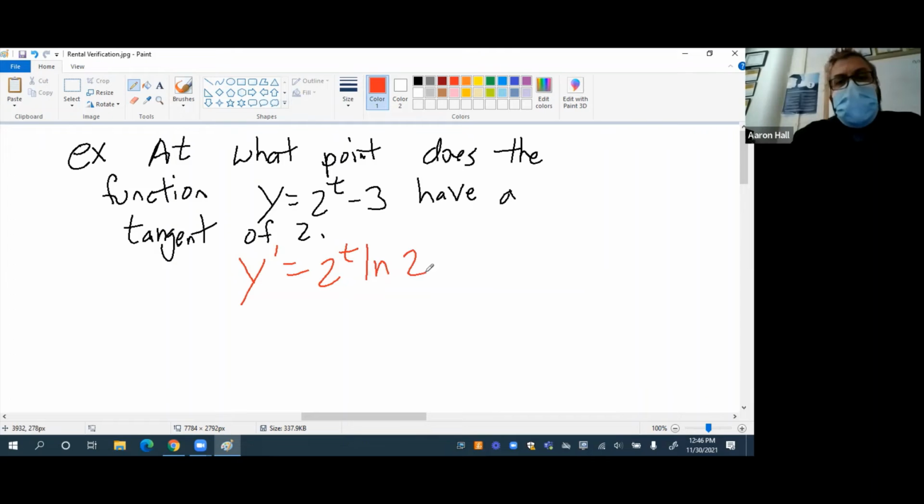Okay. And what about the derivative of this piece? Yeah, it's just 0. It's gone. Okay. And then the tangent is our slope, and so we're going to make that 2. 2 equals 2 to the power of x times ln of 2. Okay.